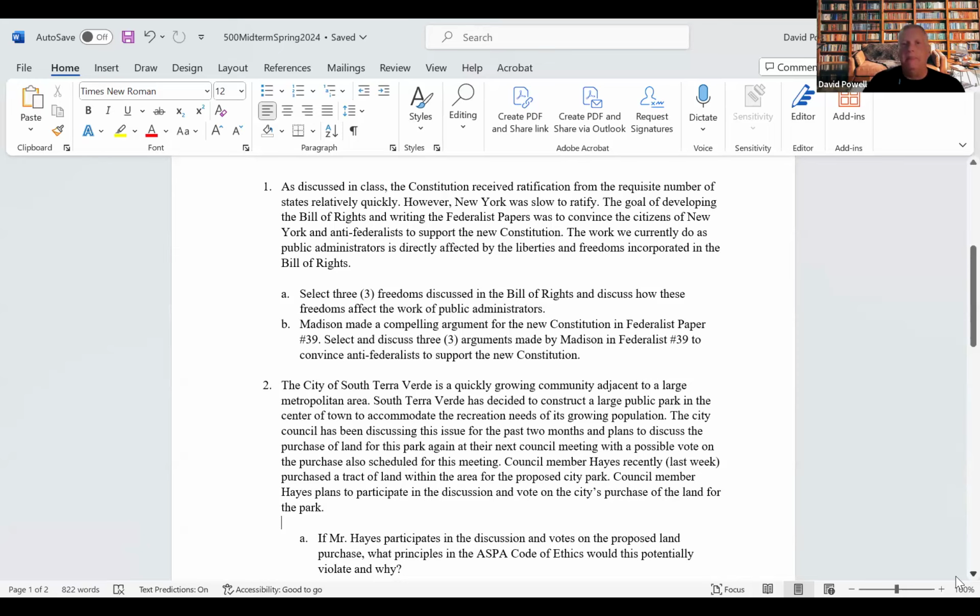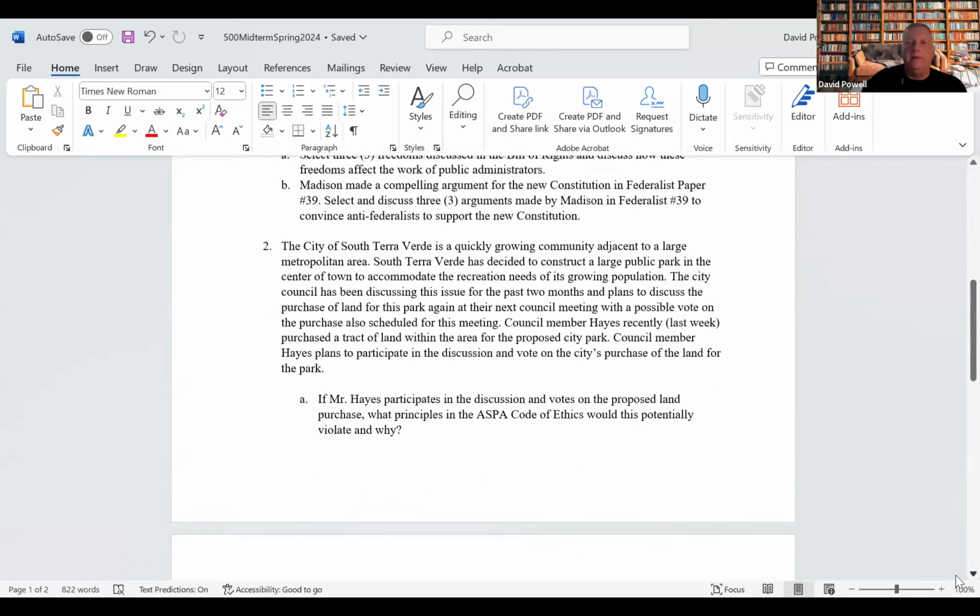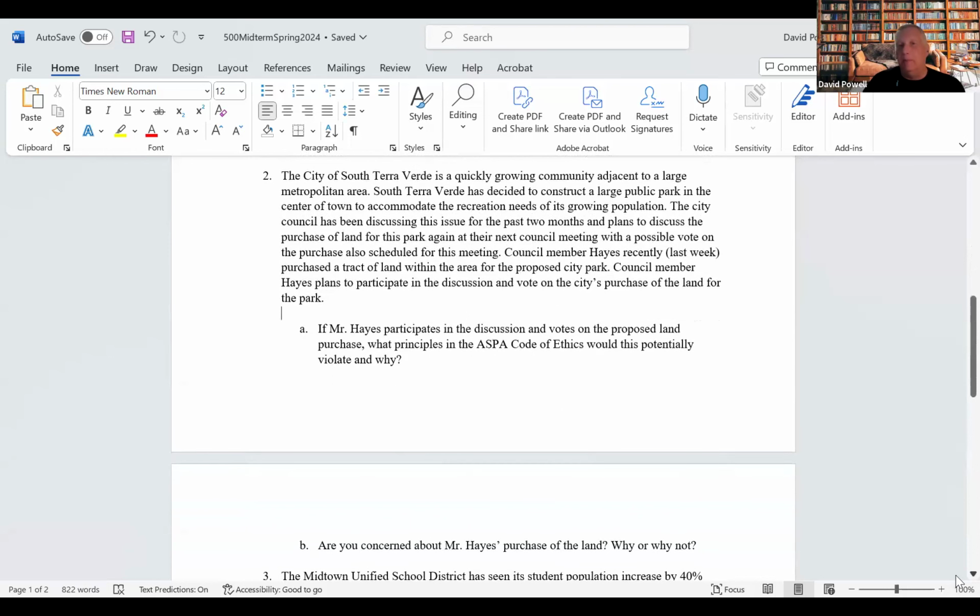this same meeting. Councilmember Hayes recently, as of last week, purchased a tract of land within the area for the proposed city park. Councilmember Hayes plans to participate in the discussion and to also vote on the city's purchase of the land for the park. Question 2A, if Mr. Hayes participates in the discussion and votes on the proposed land purchase, what principles in the ASPA Code of Ethics would this potentially violate and why?